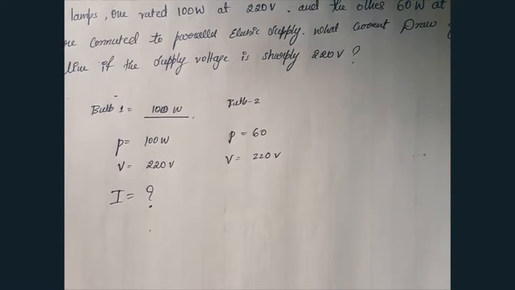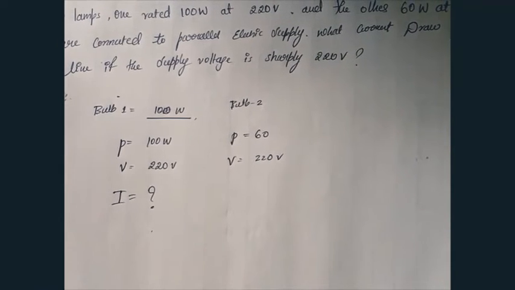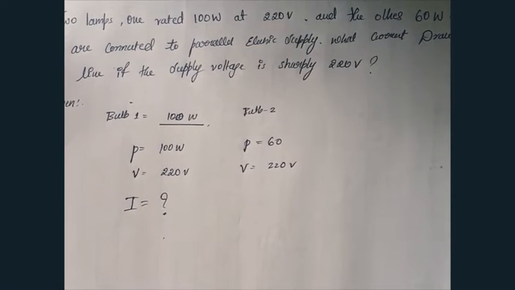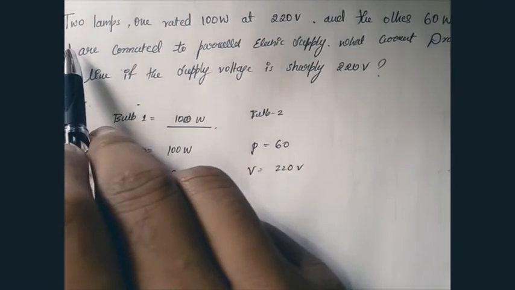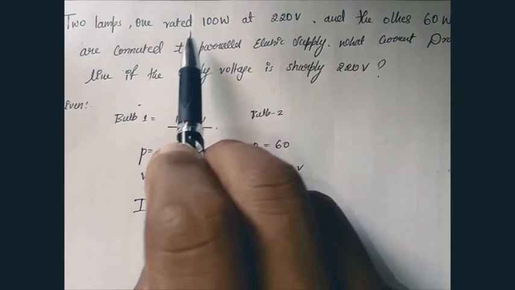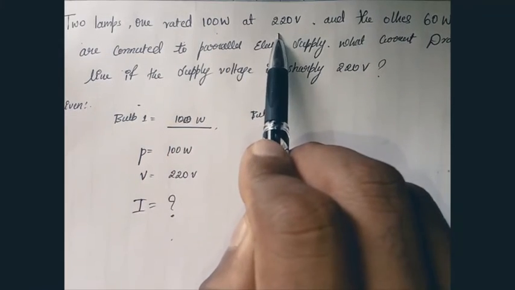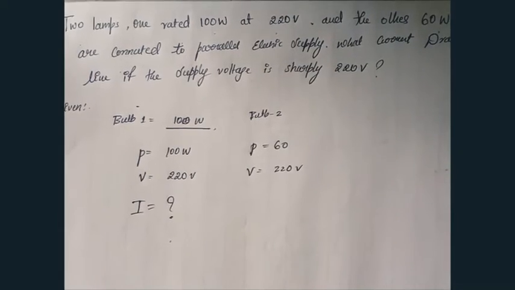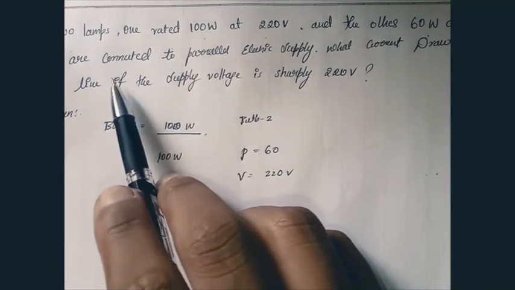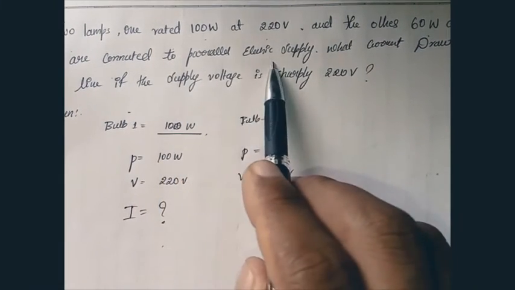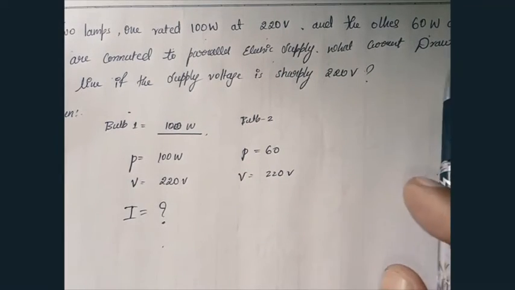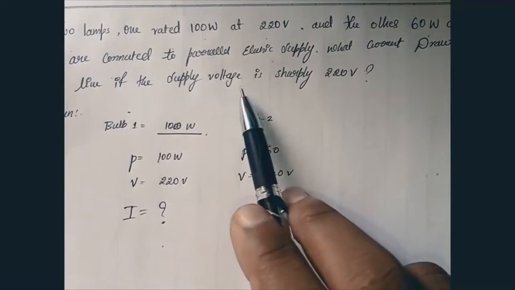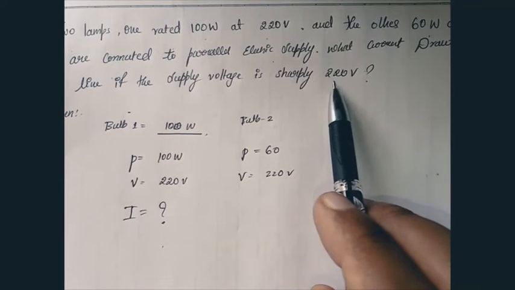Now this is another question. Two lamps, you can see here, one rated as 100 watt at 220 volts, and the other 60 watt also at 220 volts, are connected in parallel to the electric supply. What current is drawn from the line if the supply voltage is 220 volts? You can see here, right?